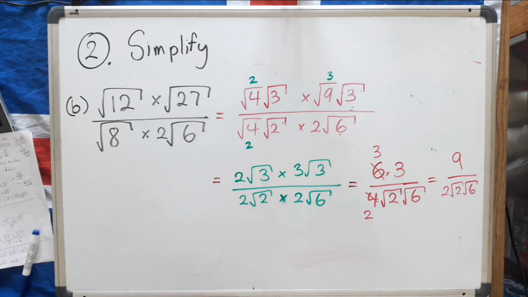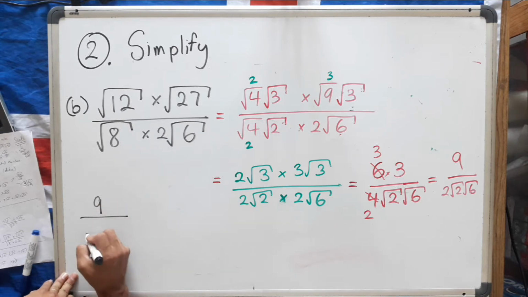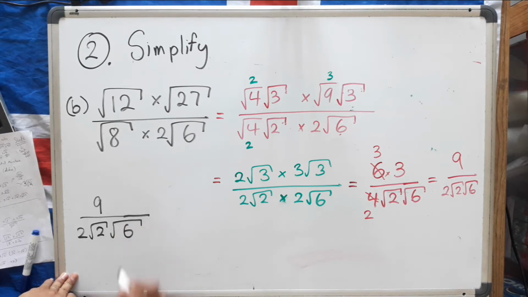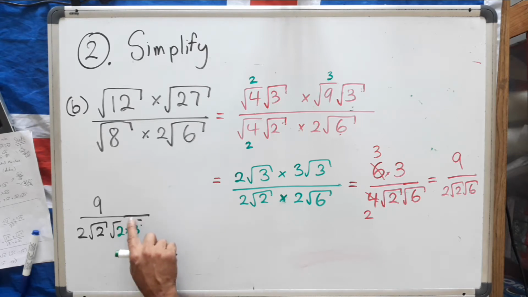All right. I'm running out of space here, so I'm going to come here. So we have 9 divided by 2 square root of 2 and square root of 6. I just wrote it here. All right. Now is the time, I think, to split up the 6, because I think this could get a little bit simpler. 6 is the same thing as 2 multiplied by 3. And we know each is going to get its own square root sign. So it's going to look like this. The square root of 2 multiplied by the square root of 3.